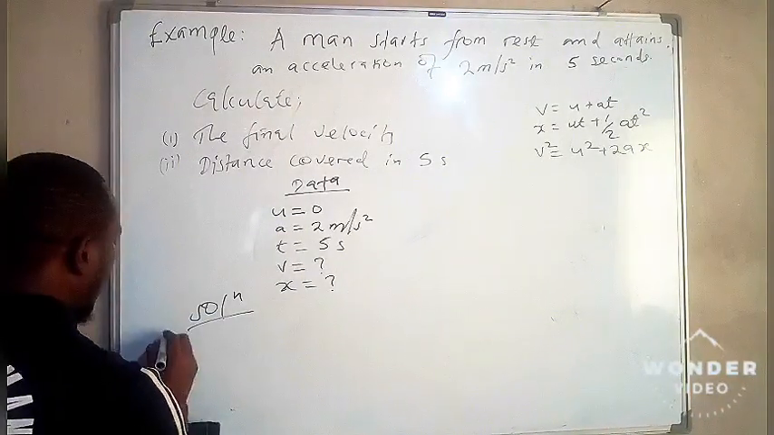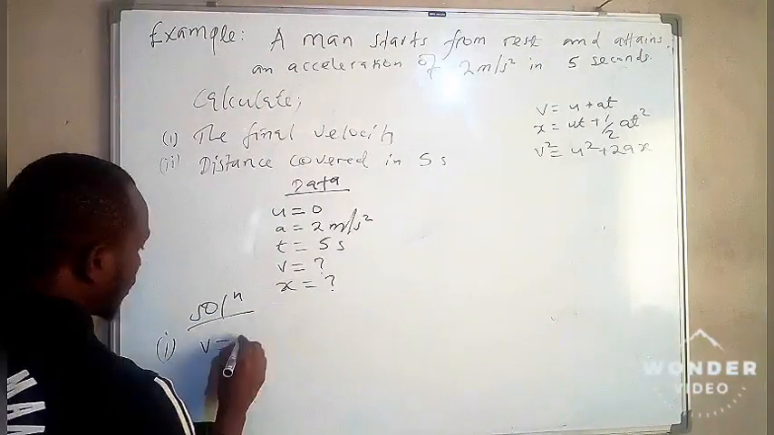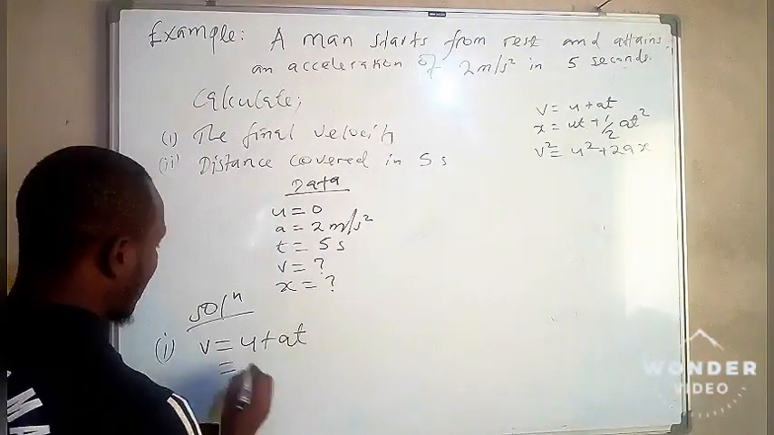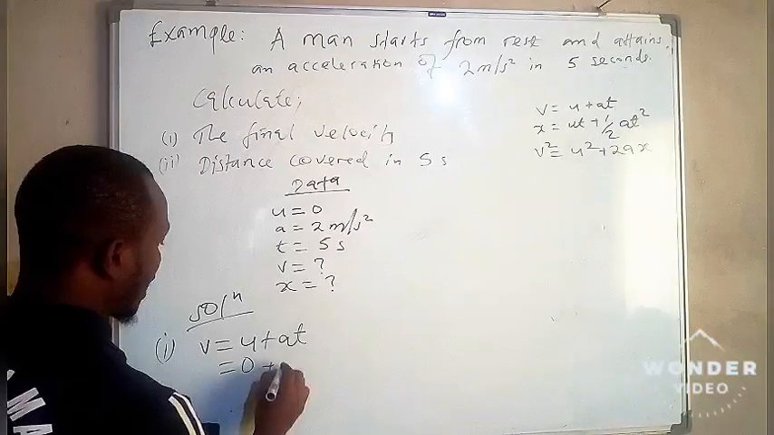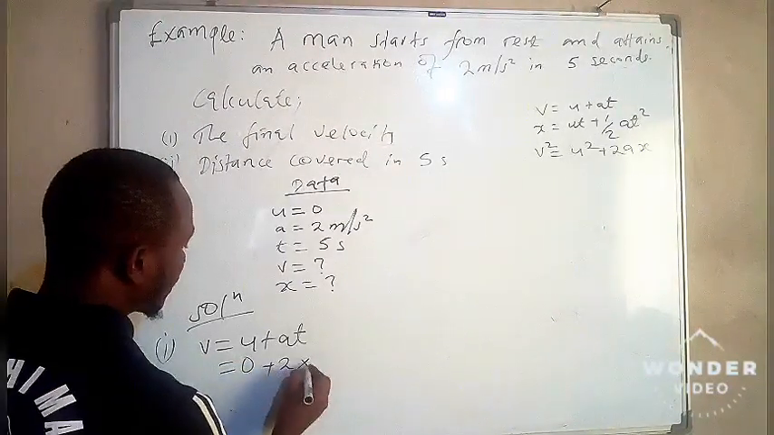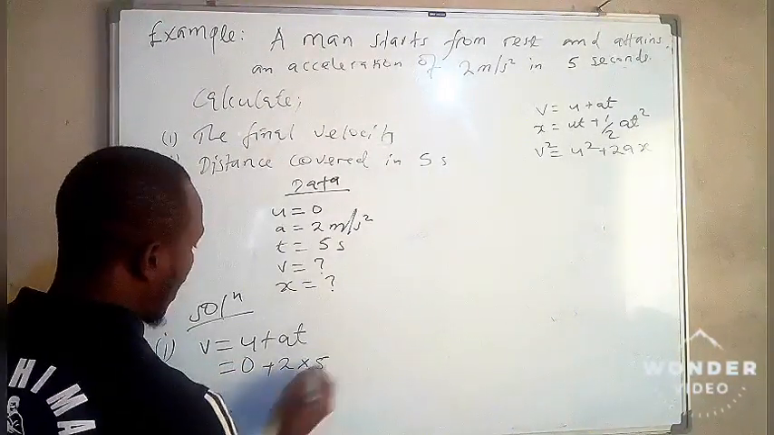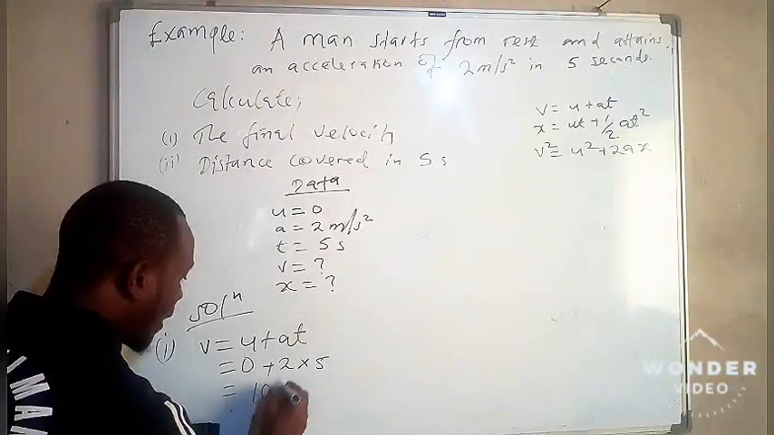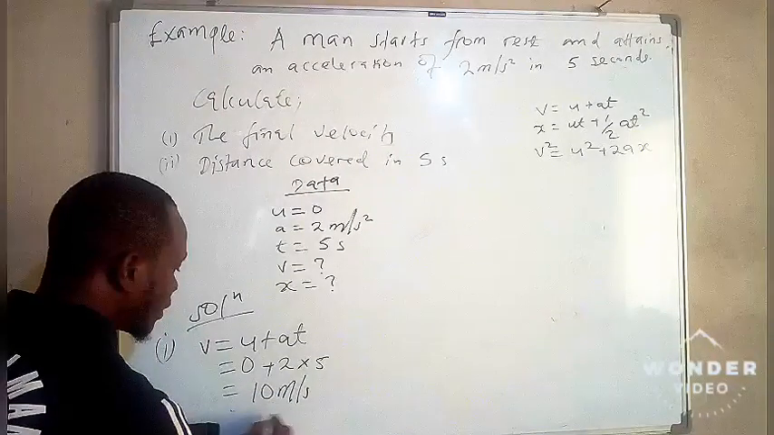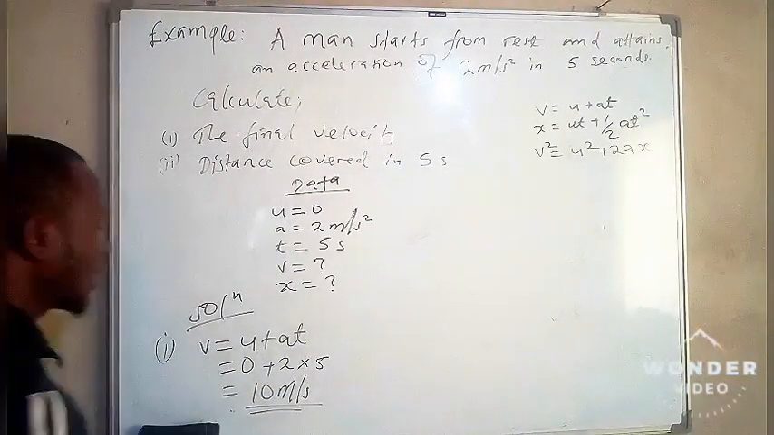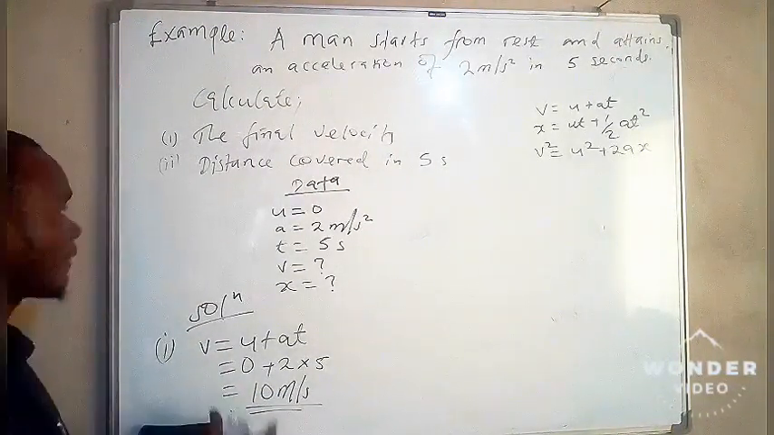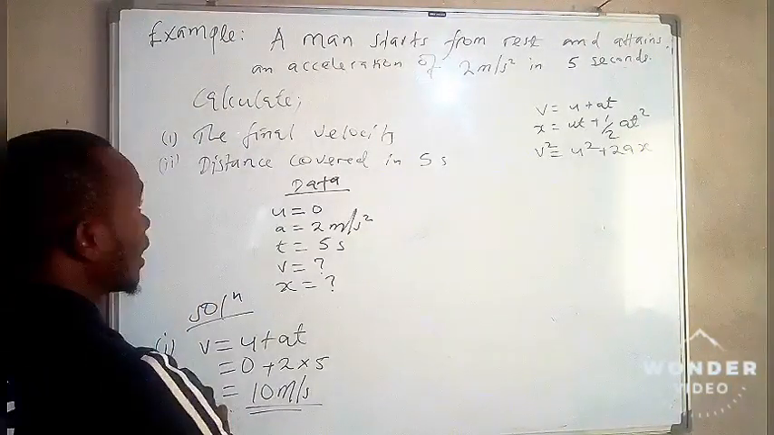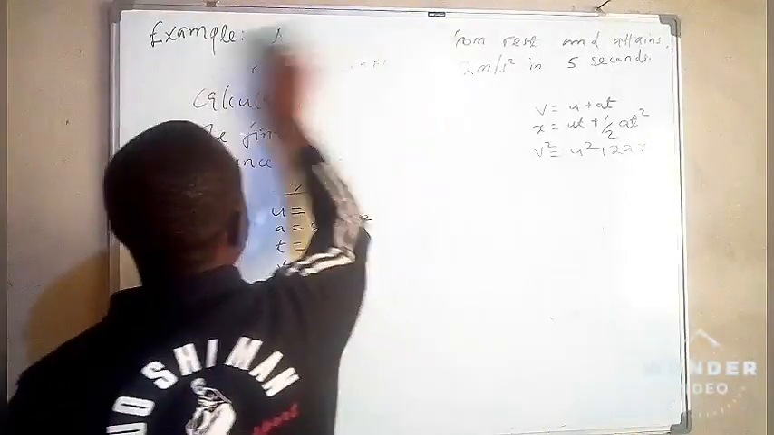Solutions for part 1. v is equal to u plus at. We just plug in the values. That is 0 plus our a is 2 times our time is 5. What we're going to have is 10, and the units are meters per second, meters per second for velocity. So that is the answer for the first part. Now let's look at the second part.